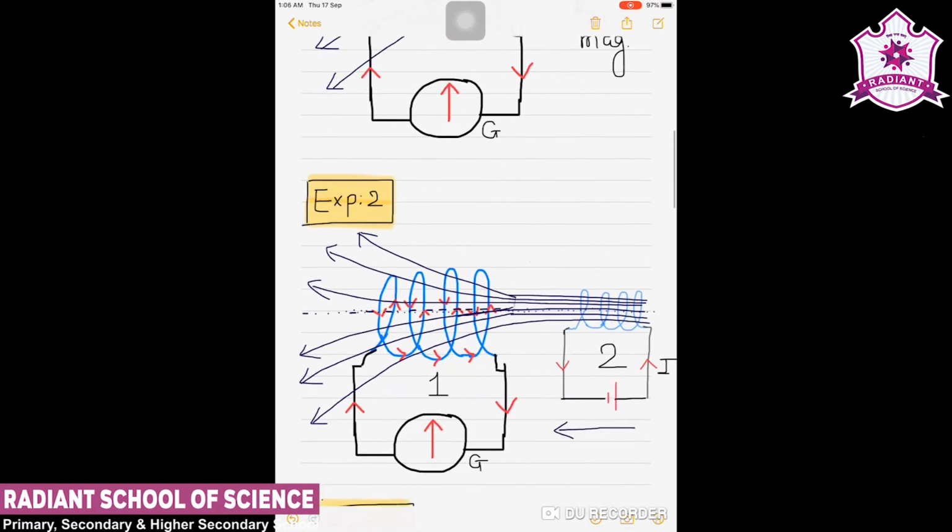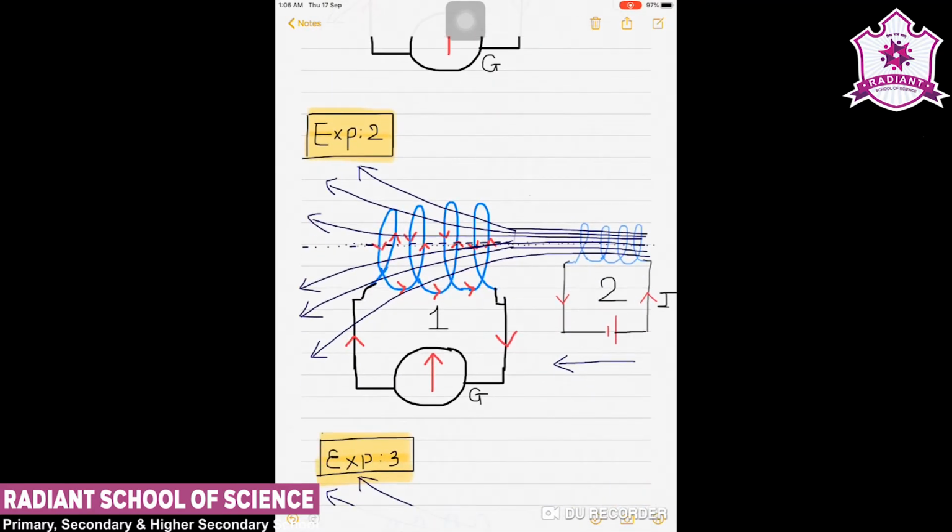In the same manner, in experiment number 2, when he passed the current through coil number 2 and brought it towards coil 1, then also the magnetic flux linked with coil 1 will change with respect to time, and due to that change in the magnetic flux, it will induce EMF in coil number 1, and again due to this EMF the current will pass through it and the galvanometer shows the deflection.